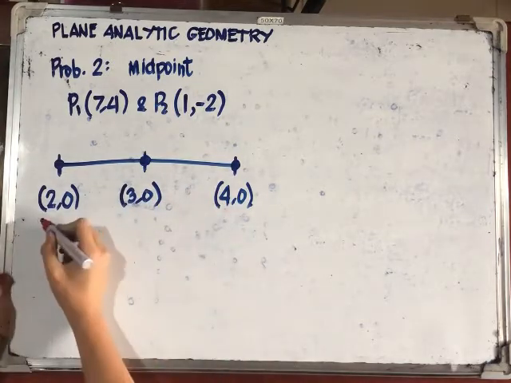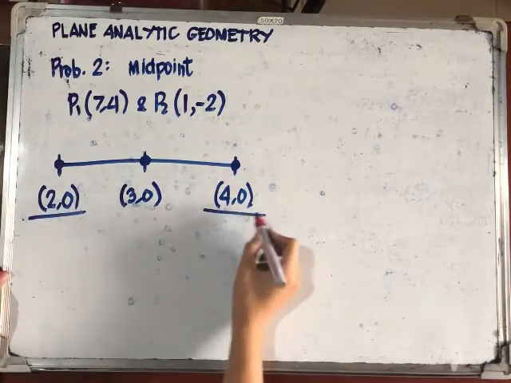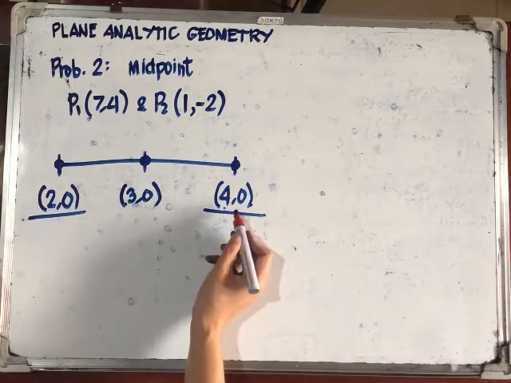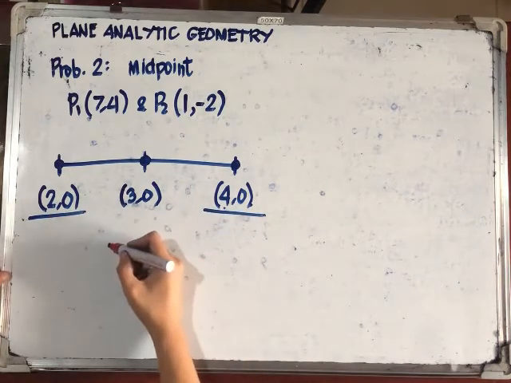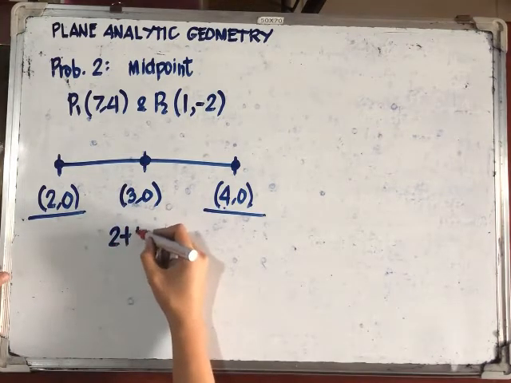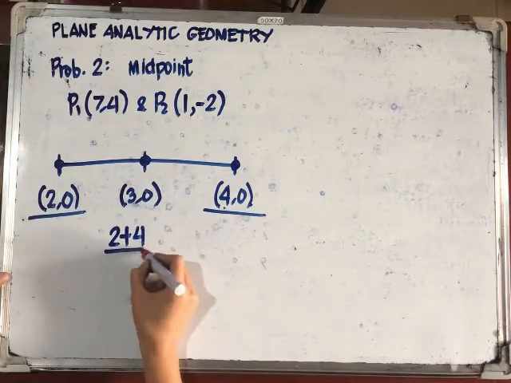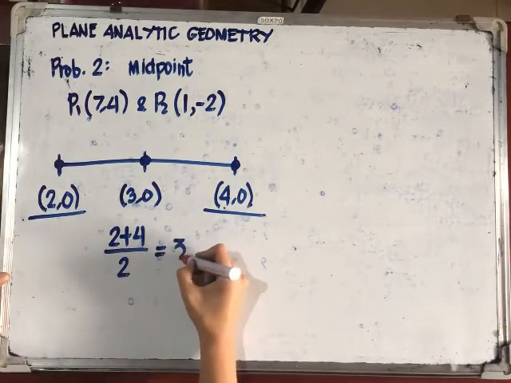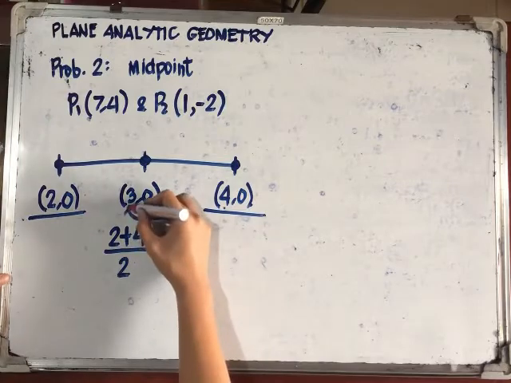And if you are to play with the coordinates here, how will you be able to arrive at 3 given that you have 2 and 4? Okay, is it right to say that 3 can be obtained by adding 2 and 4, then dividing it by 2? That gives you 3, and that 3 is here.